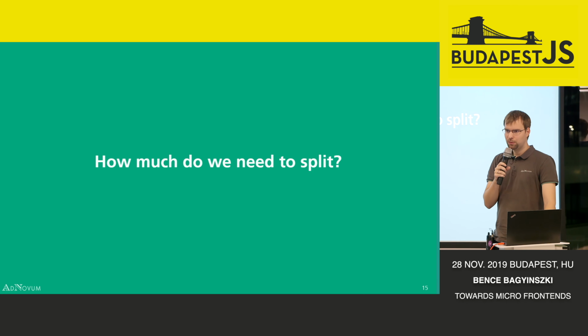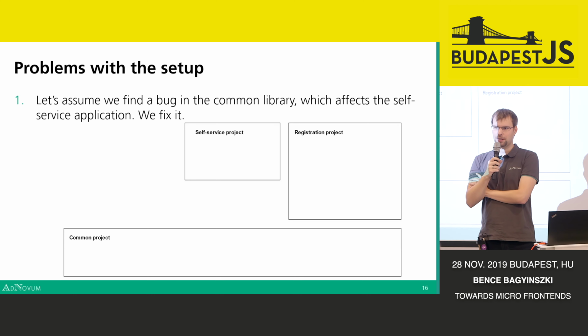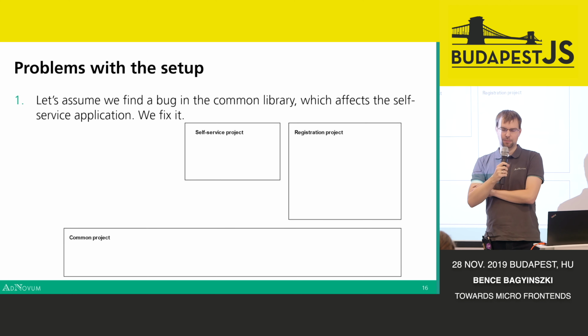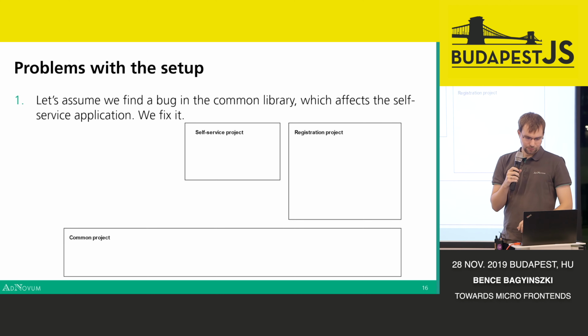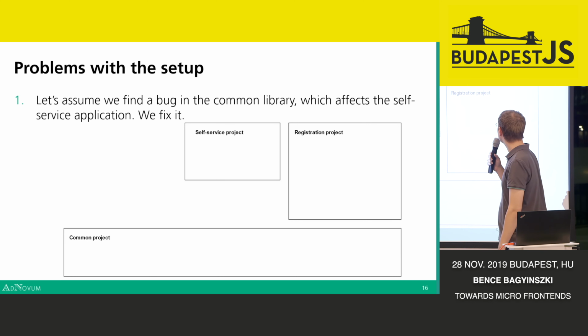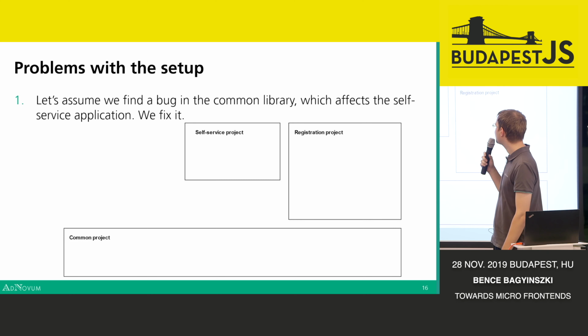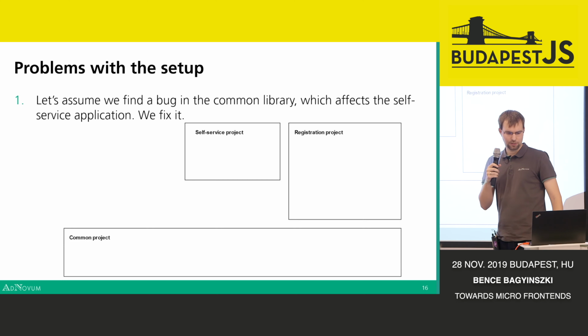So we started to analyze what causes the problems, mainly the longer build time. And we ended up thinking that maybe the problem is that we use npm to manage the inter-module dependencies. So let's assume that we find a bug in the common library, and that affects the self-service project.